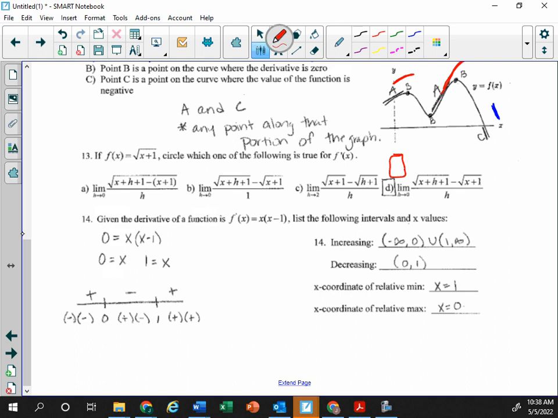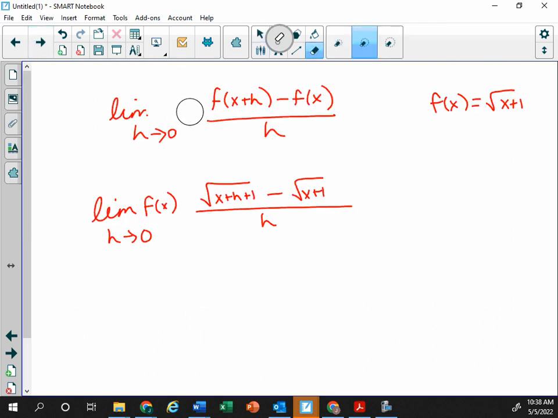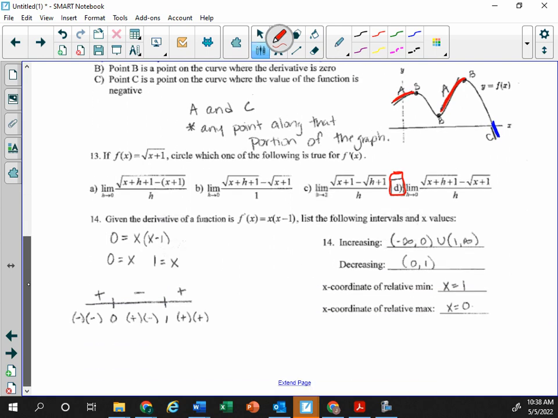And I shouldn't have that. We don't need that part, sorry. Just the limit as this is happening. There's one question using limit definition on your test. Okay. And then how do we do on 14? That's one of the number line problems. Increasing, decreasing, all that stuff. Okay, guys, what questions do you have?